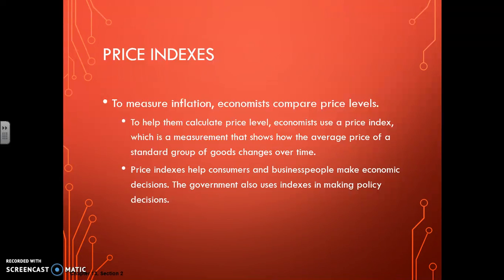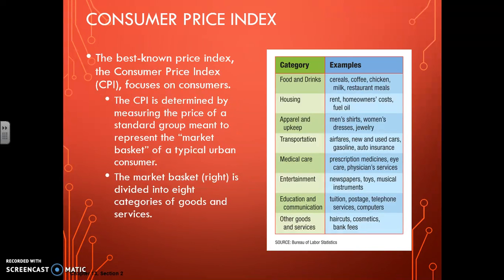So these indexes have a much bigger impact than just looking at prices from today versus 10 years ago for the same item. So a consumer price index, and this is the best known index that's out there, we call it CPI. It's totally focused on consumers. So the CPI is determined by measuring the price of a standard group meant to represent the market basket of a typical urban consumer, the everyday purchaser. And the market basket, which you can see to the right, is divided into 8 categories of goods and services.